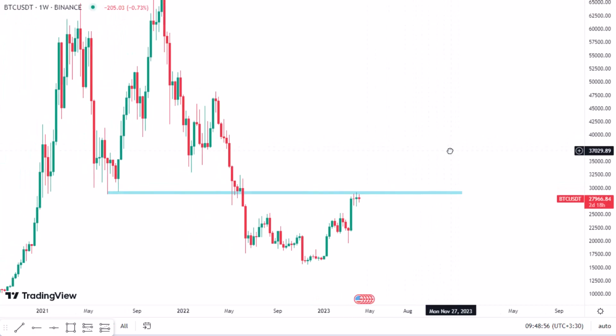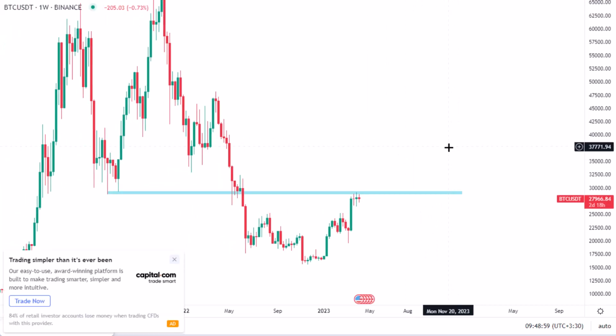Okay, it was all about today's analysis of Bitcoin. Let's switch to the part in which I'm gonna show you the positions I made yesterday and see what happened there.